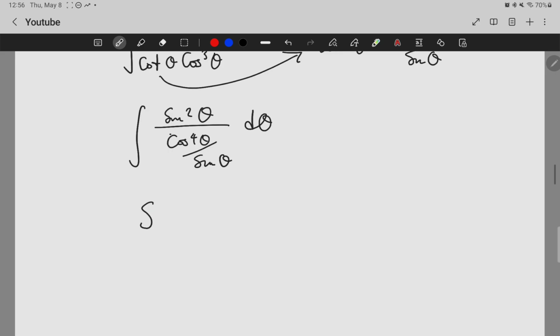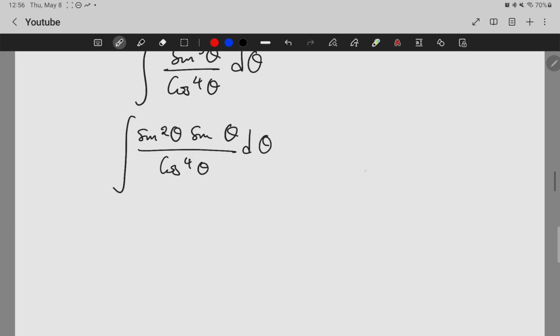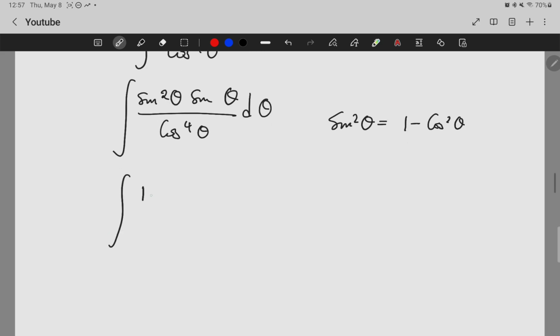Single fraction there implies that I am now looking at the integral of sine to the power 3 theta over cos to the power 4 theta d theta. At this stage, I can split the sine in the numerator, presenting it as sine squared theta and sine theta over cos to the power 4 theta d theta. Then I can use the identity for sine squared theta being equal to 1 minus cos squared theta. In this way, now I have 1 minus cos squared theta multiplying sine theta in the numerator divided by cos to the power 4 theta d theta.